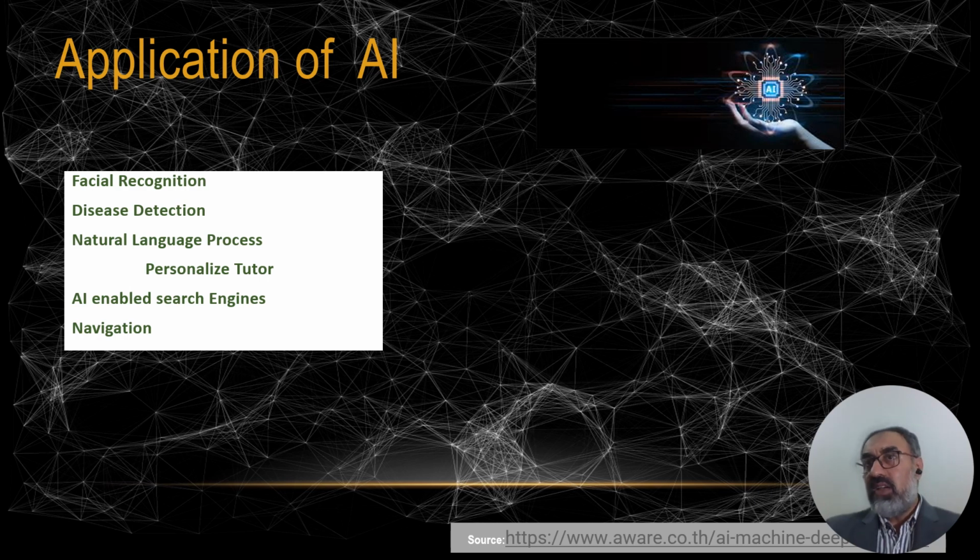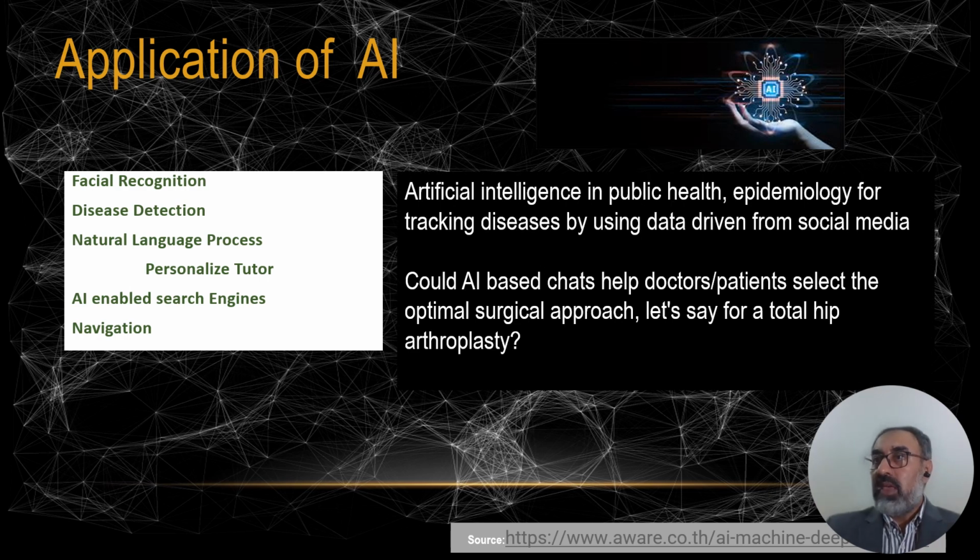Natural language processing could assist us in telehealth or consultation. Personalized tutors: if you are going to educate your population, you can use an AI-enabled personalized tutor. And AI-enabled search engines will assist us and make navigation very easy. This is what I was telling you, artificial intelligence in public health and epidemiology for tracking diseases by using data driven from social media or from different smart hospital systems.